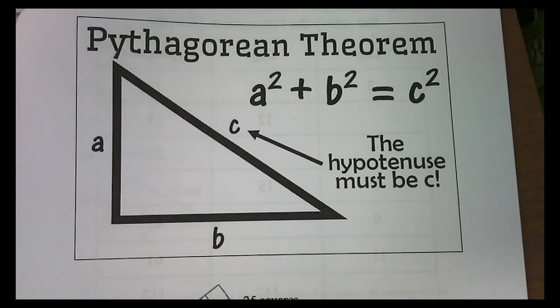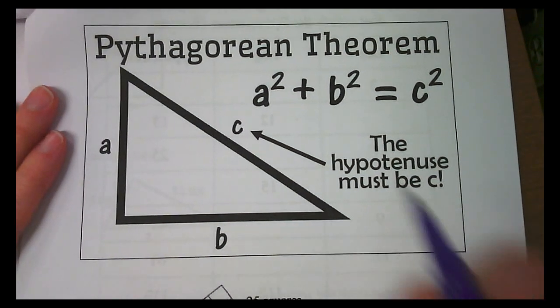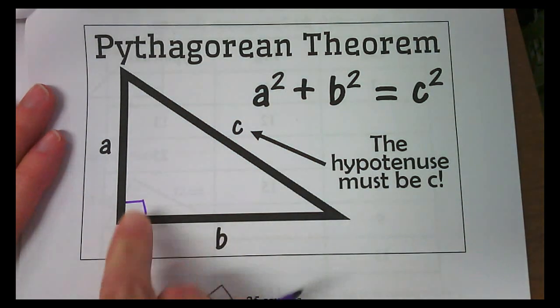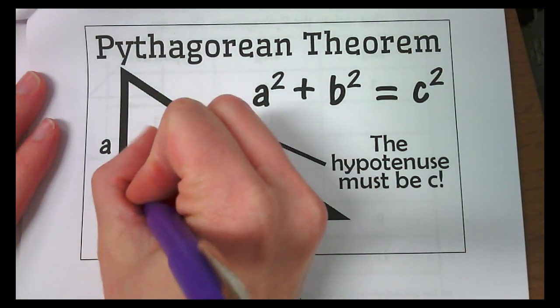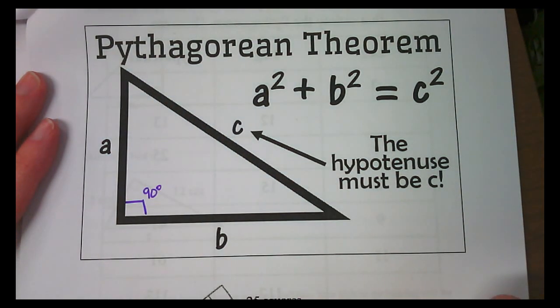Right, today's topic is Pythagorean theorem, which you have used in many math classes before. It's super important that we make sure we know the parts of the triangle that we're dealing with. Pythagorean theorem is for right triangles. Right triangles are indicated by having a little box in the bottom corner. That tells us that this angle is 90 degrees.